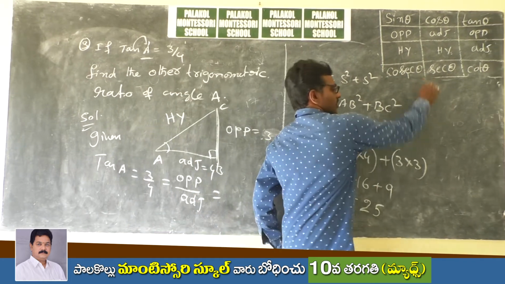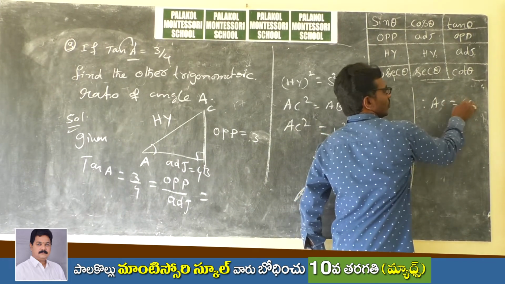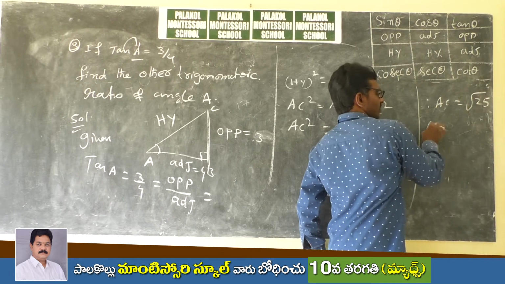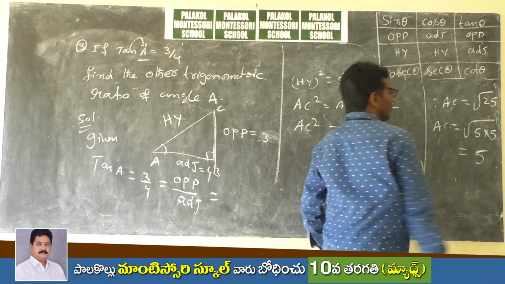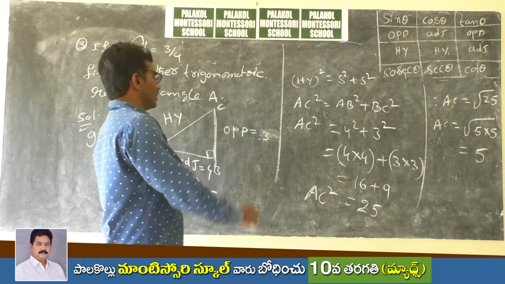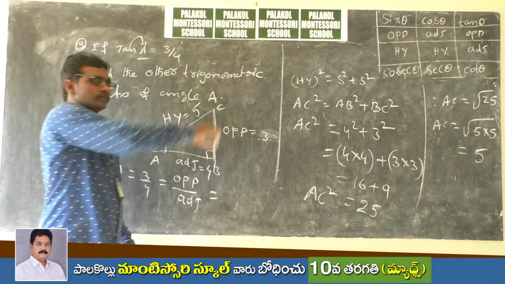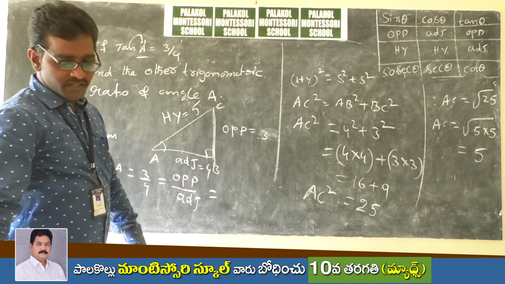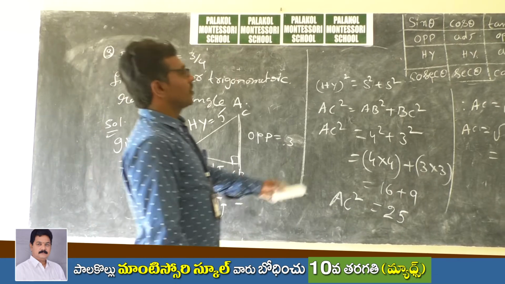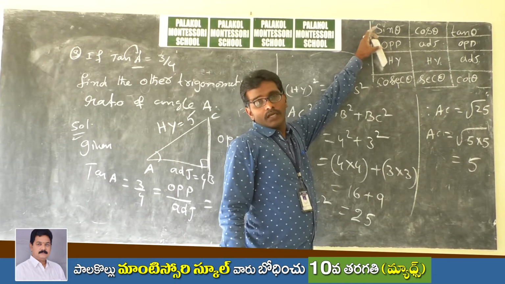Therefore AC is equal to root 25. AC is equal to root of 5 into 5. You write that only 5 without root. So this value is equal to 5. Now you find out the remaining ratios. So what is the first ratio? Sine. So you apply this, you use this box.